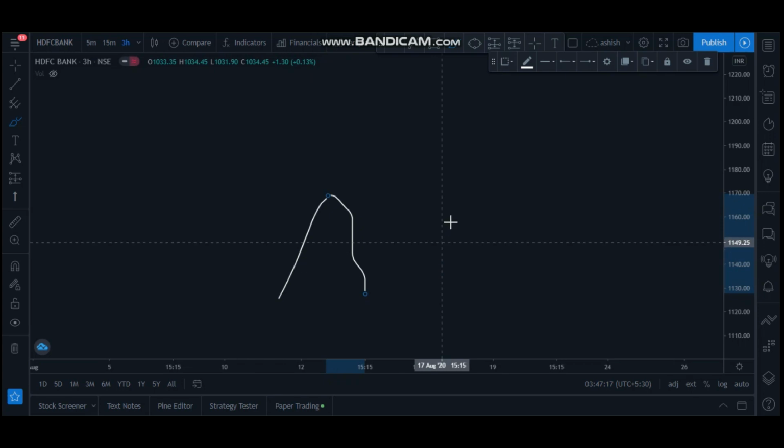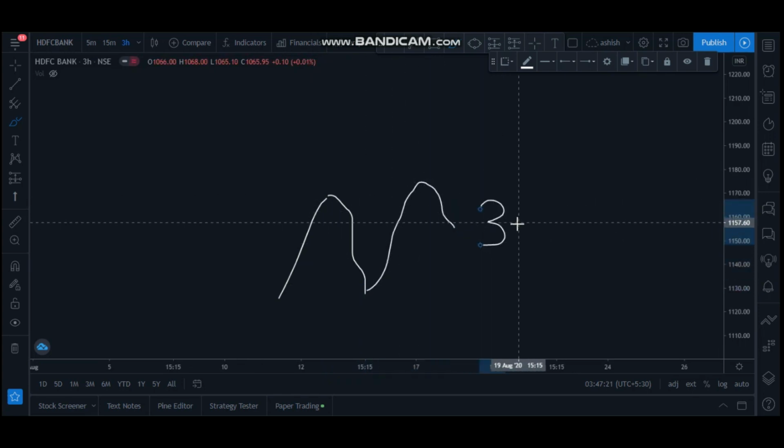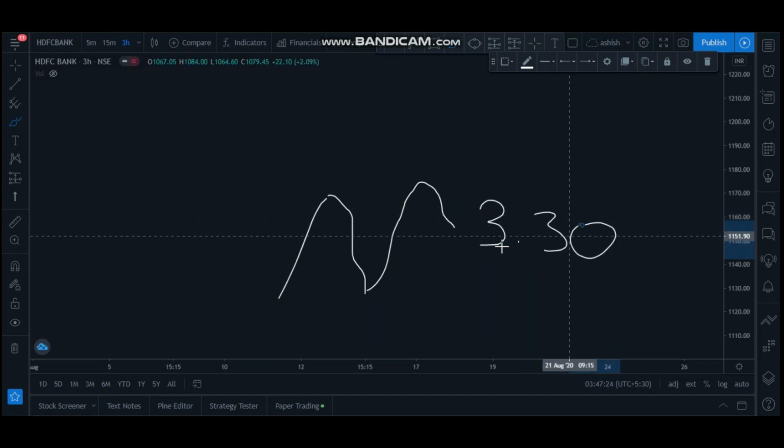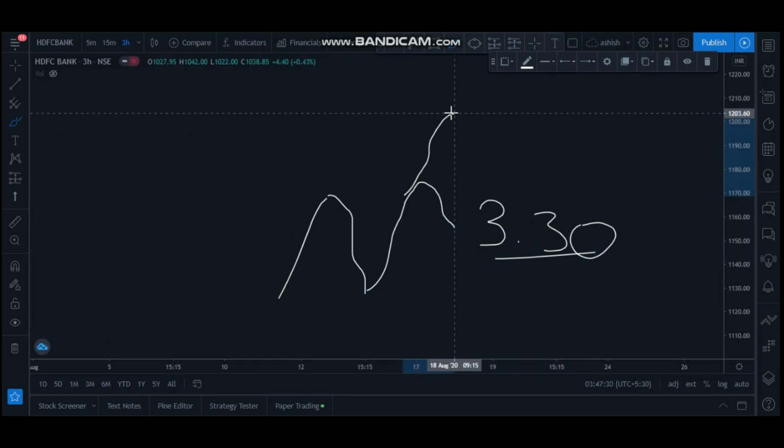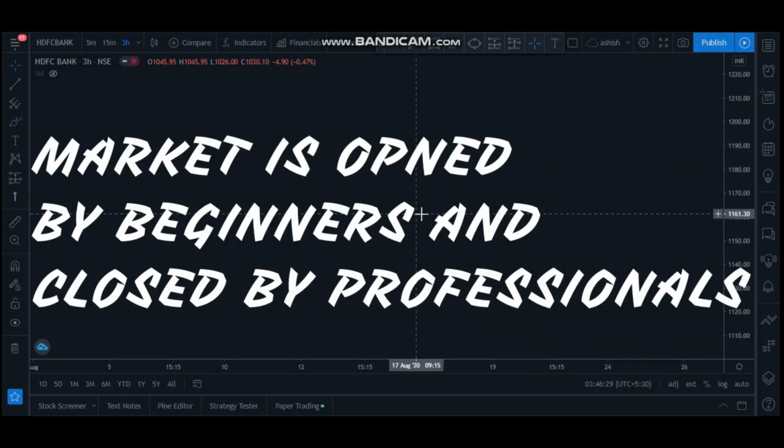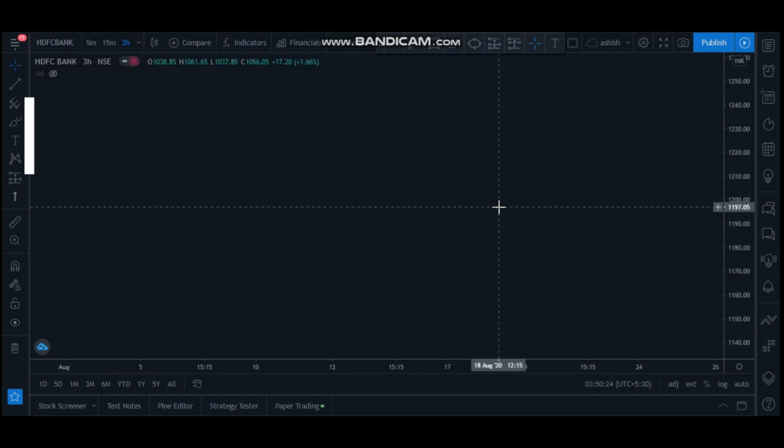Why? Because by the time it returns to its normal position, the time of 3:30 will be finished. So market timing will be over and it has a lower probability of giving a breakout, then taking a U-turn and going down to the original position. In the stock market, there is a famous saying that the market is opened by beginners and it is closed by professionals. The fifth and final reason is we cannot be 100% right in the market.